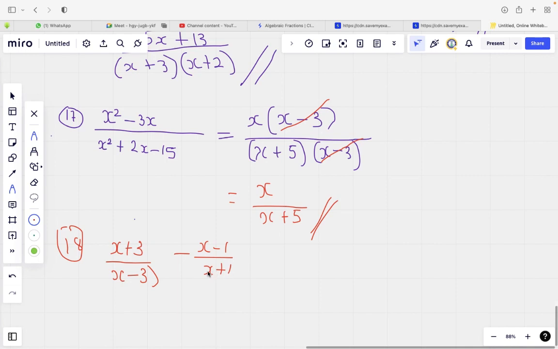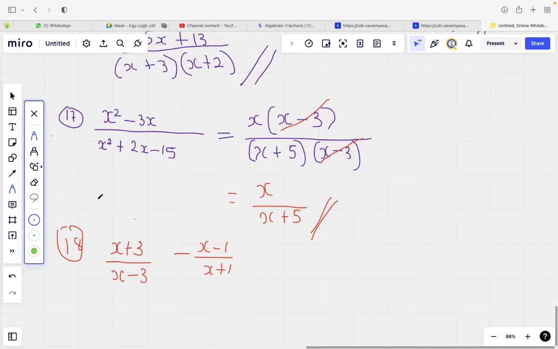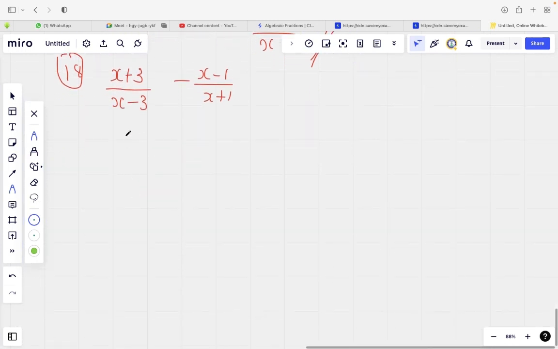Okay. The only thing I will tell you is still the same logic. We find the denominator and we keep it constant, and then we start going. For example, what is the LCM of the denominator? The LCM of this denominator is x minus 3 in one bracket and x plus 1 in another bracket.